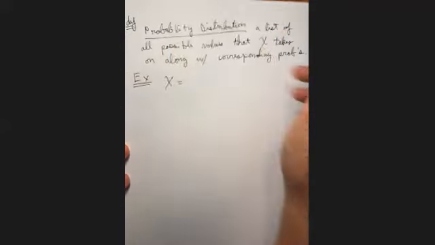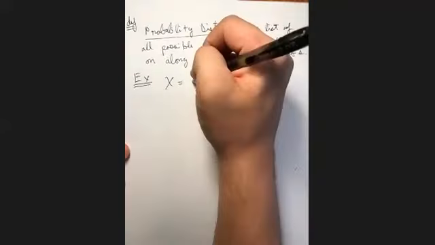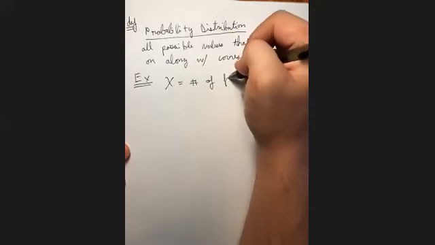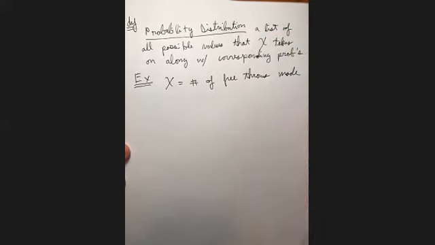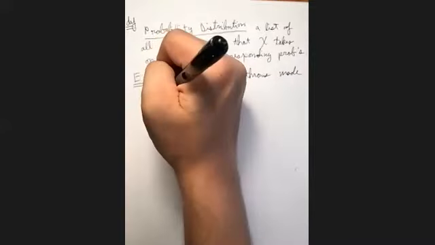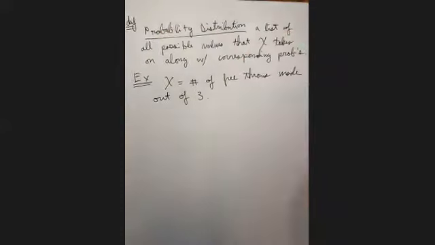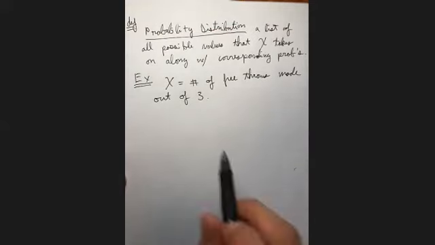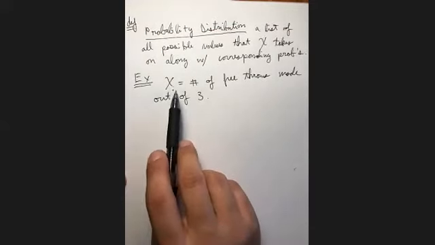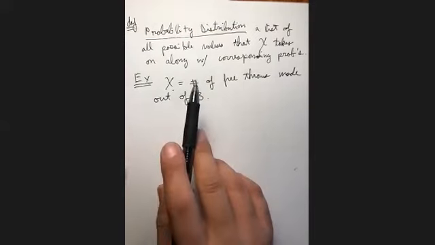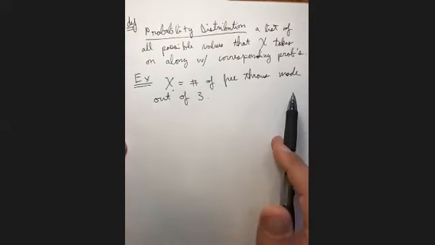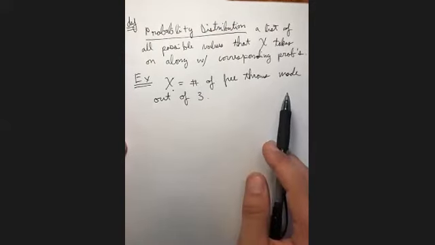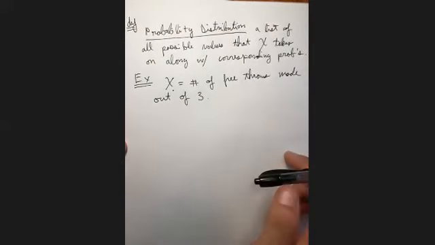Here, capital X, the random variable, is going to represent the number of free throws that are made by a basketball player when they get three chances. So X tells me how many free throws were made on some random experiment: we give a basketball player the ball, put them at the free throw line and say, take three shots, and we record how many shots they make. So X will tell us exactly how many shots were made.